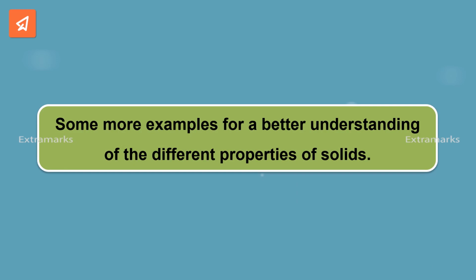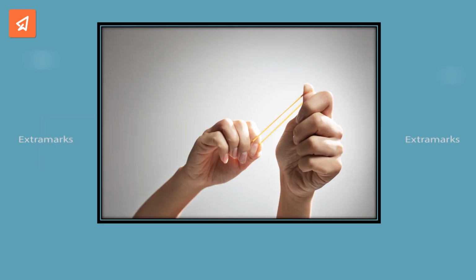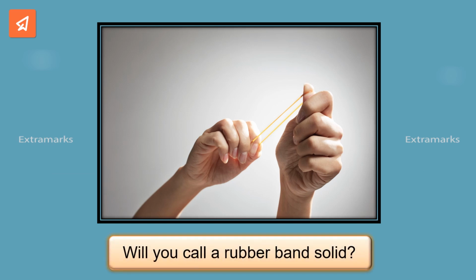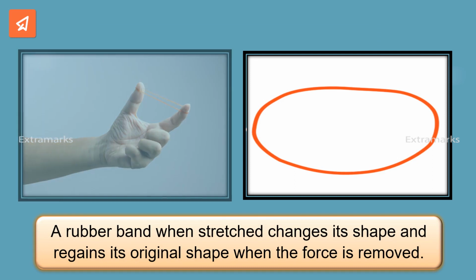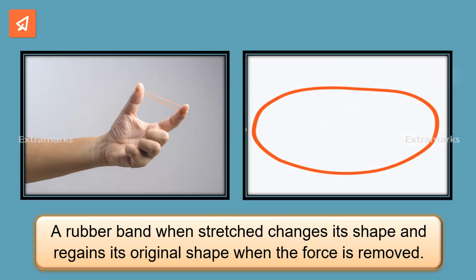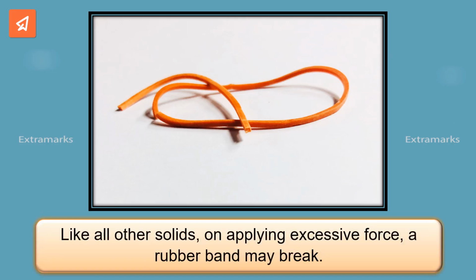Going further, we will consider some more examples for a better understanding of the different properties of solids. A rubber band can be stretched easily. Will you call a rubber band solid? Yes. A rubber band, when stretched, changes its shape and regains its original shape when the force is removed. Like all other solids, on applying excessive force, it may break.